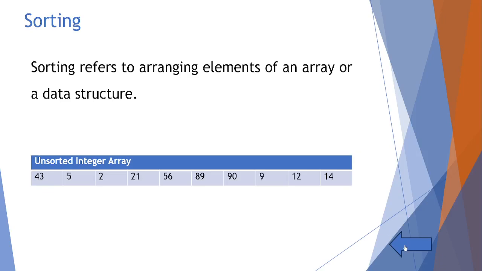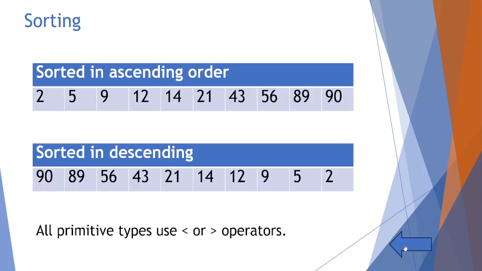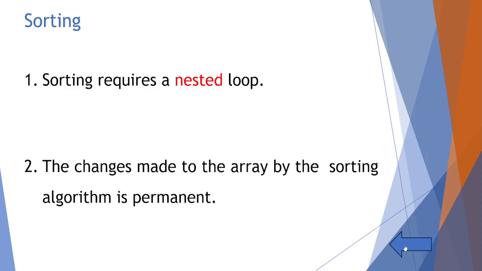We've already seen bubble sort, sorted in ascending order and sorted in descending order, and all primitive types use either the less than or greater than operators to sort. Now, two things we need to remember. Sorting requires a nested loop, and the changes made to the array at each pass by the sorting algorithm are permanent.